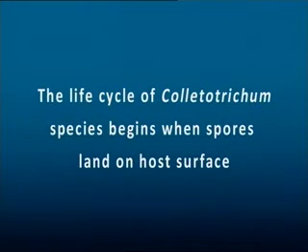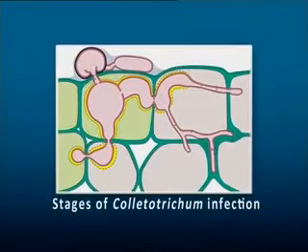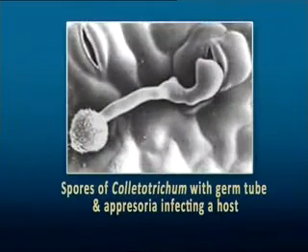The life cycle of Colletotrichum species begins when spores land on the host surface. Then a cascade of events like spore germination, germ tube formation, and appressorium development starts. Conidia are dispersed by wind or rain. Moisture is essential for conidia formation and germination. The spores form one or more germ tubes which form new mycelium.